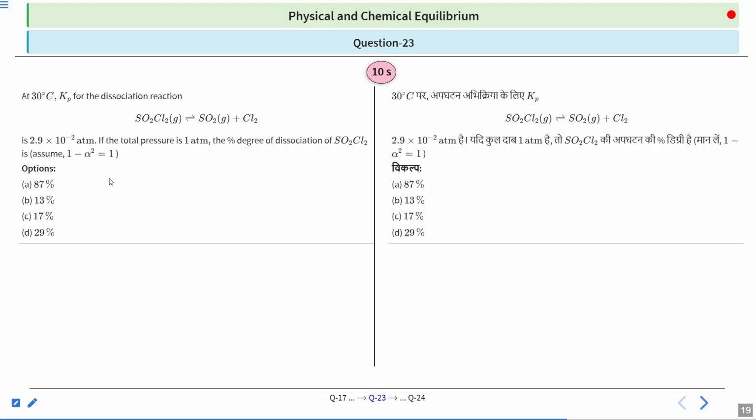So, next question. The question says that at 30 degrees Celsius, Kp for the dissociation reaction, that is SO2Cl2 gaseous reacting to give SO2 and Cl2 gaseous, is 2.9 into 10 to the power minus 2 atm. If the total pressure is 1 atm, the percentage degree of dissociation of SO2Cl2 is, assuming that (1 minus alpha) square is equal to 1. That is the approximation. Now options are A 87%, B 13%, C 17% and D 29%. So your time to solve this question starts now.